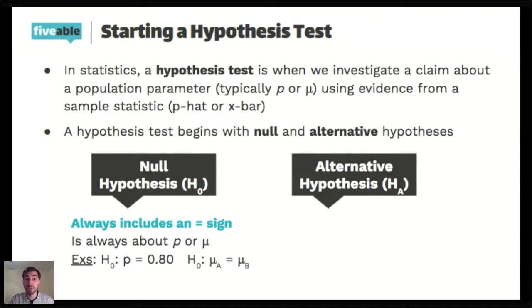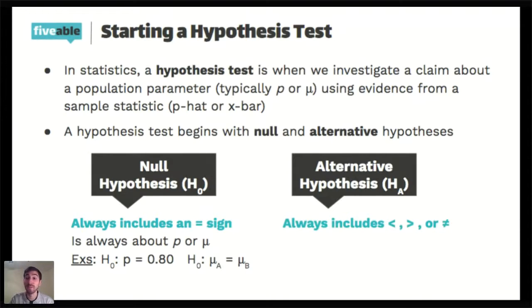So p equals 0.80. Perhaps I claim that 80% of students find this beneficial. Or maybe we're running an experiment with treatment A versus treatment B, and we're going to calculate the average difference between the two treatments. Well, the average would be the same in the null hypothesis. We're always starting with no difference, or no change from previous years, or whatever was claimed. The alternative is when we make some other statement about that.